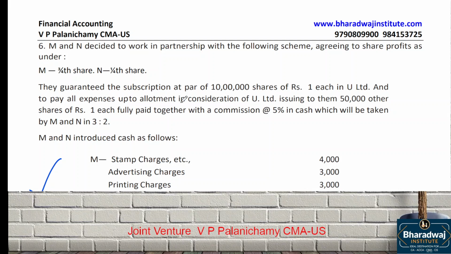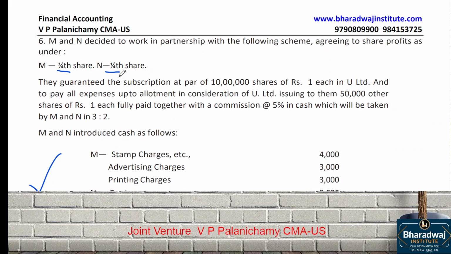M and N decided to work in partnership and agreed to share the profits in which ratio? 3:1. Profit sharing ratio is 3:1. They guaranteed a subscription of 10 lakh shares of rupee 1 each, 10 lakhs, and all expenses up to allotment. They will issue how many shares? 50,000 shares of rupees 1 each.